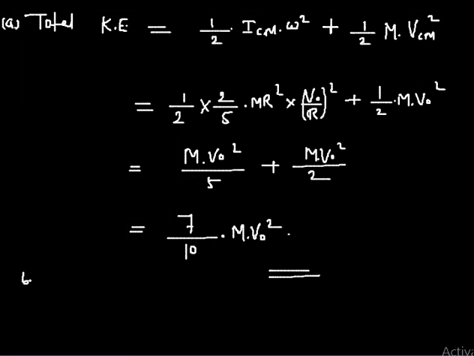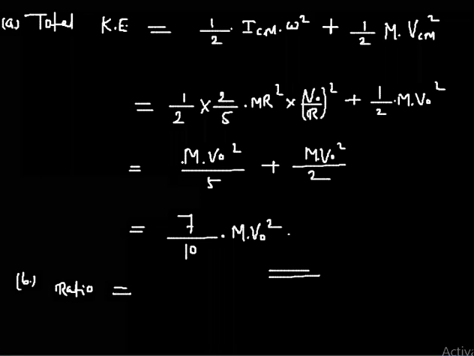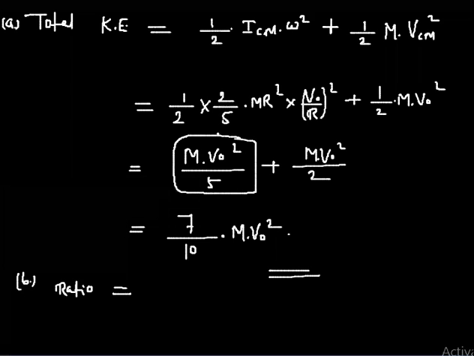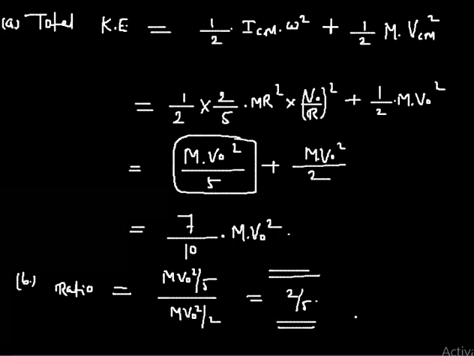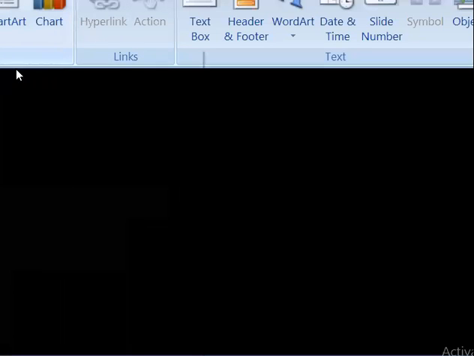Now if we see the second part, the ratio of rotational kinetic energy, which is m v naught square by 5, to the translational kinetic energy, which is m v naught square by 2. So the answer is 2 by 5. You can see very good objective questions can be framed from this. Now we have one more question. I would like to draw the question first.